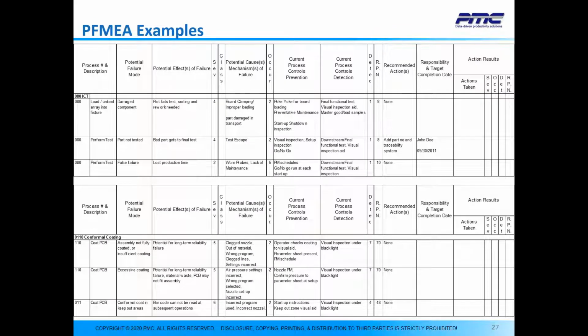Here are a couple more examples. For example, the second one from the top, they actually came up with a recommended action, say add part number and traceability system. As you can see here, the severity was 4, occurrence 2, detection 1. Even though RPN was only 8, they still suggested that they want to add the part number and the traceability system to reduce it even further down.